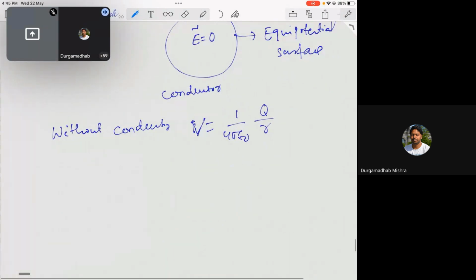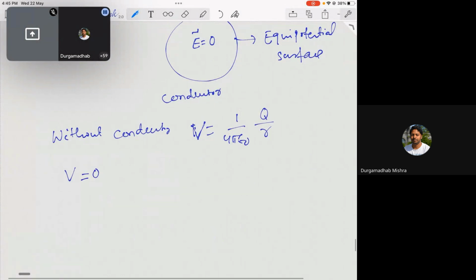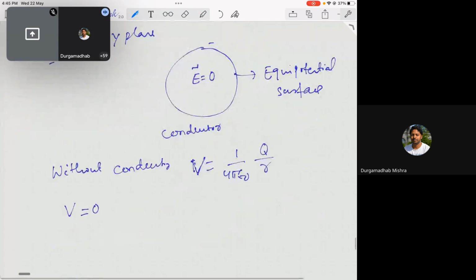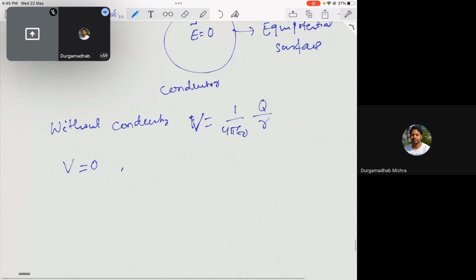At least one we know already: V equals 0. We can say this sheet is extended on the XY plane, and this is my Z axis. So when Z is equal to 0, V is 0. This is the grounded conductor, so V is equal to 0, equipotential everywhere.